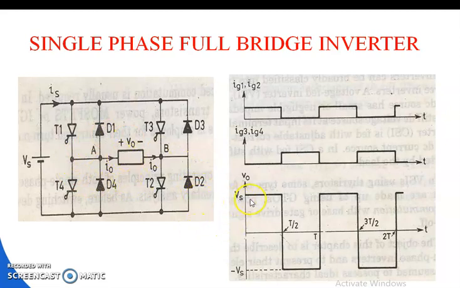This one is the first part, that is thyristor pair T1, T2. This one is the thyristor pair T3, T4. Again T1, T2. Again T3, T4. In this way, the current path will be like this. The load voltage V0 with respect to time t is marked here.